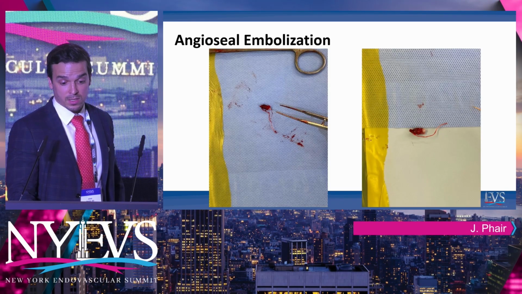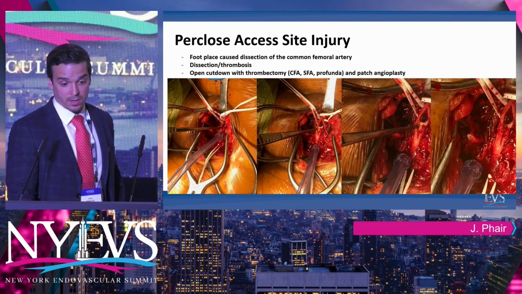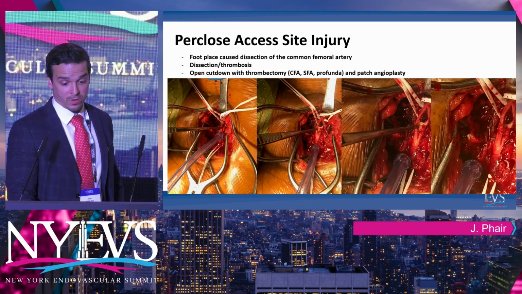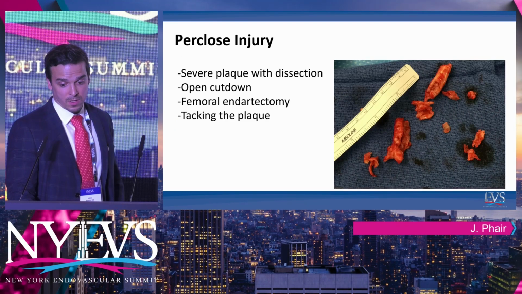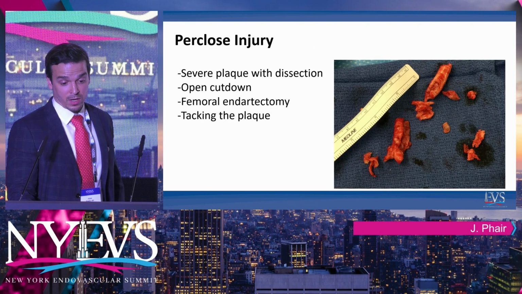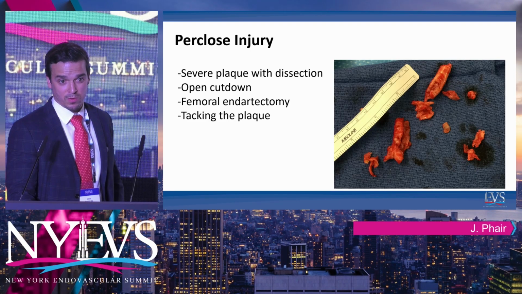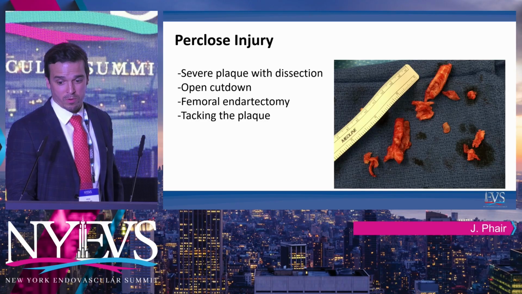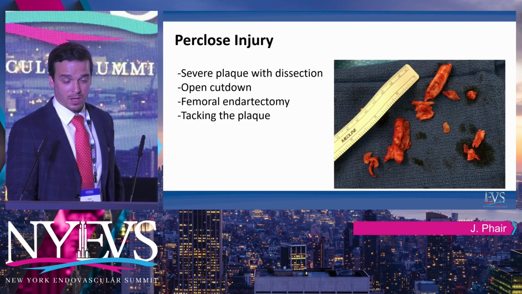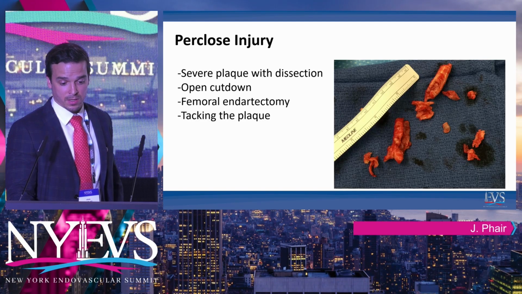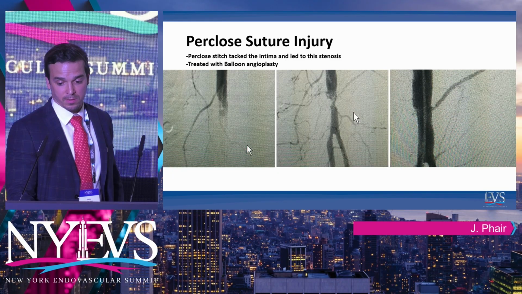And it's taken out. We could see the Angio-Seal is taken out. Perclose can also cause dissection flaps after closure and cause acute limb ischemia. And oftentimes you'll have to cut down on the vessel. Some stenting can be useful, but pretty much in these situations, open repairs are advised with an endarterectomy and maybe after that a concomitant stent to tack down the dissection flap.